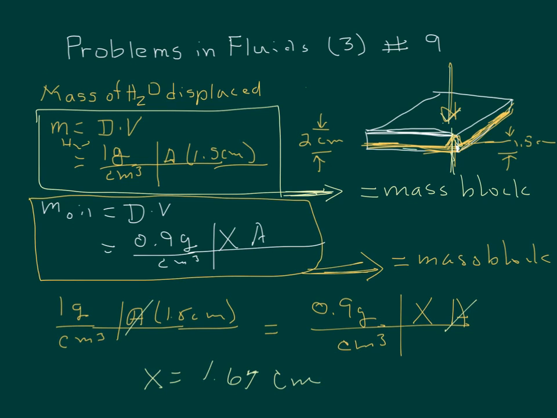Therefore, when the block sits in the oil, it will have a displacement on the edge here of 1.67 centimeters, which is greater than the 1.5 from water. Water is more dense than oil, so this is a very logical answer.